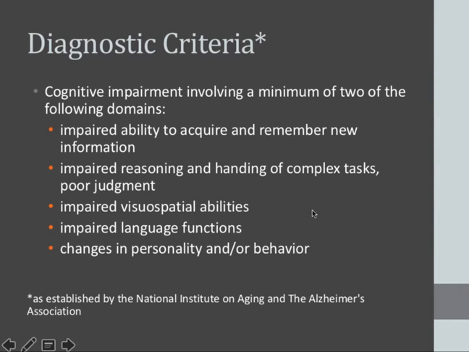So we have this cognitive impairment that involves a minimum of 2 of the following domains. So we have an impaired ability to acquire and remember new information, impaired reasoning and handling of complex tasks, poor judgment, impaired visuospatial skills, impaired language functioning, and changes in personality and or behavior.